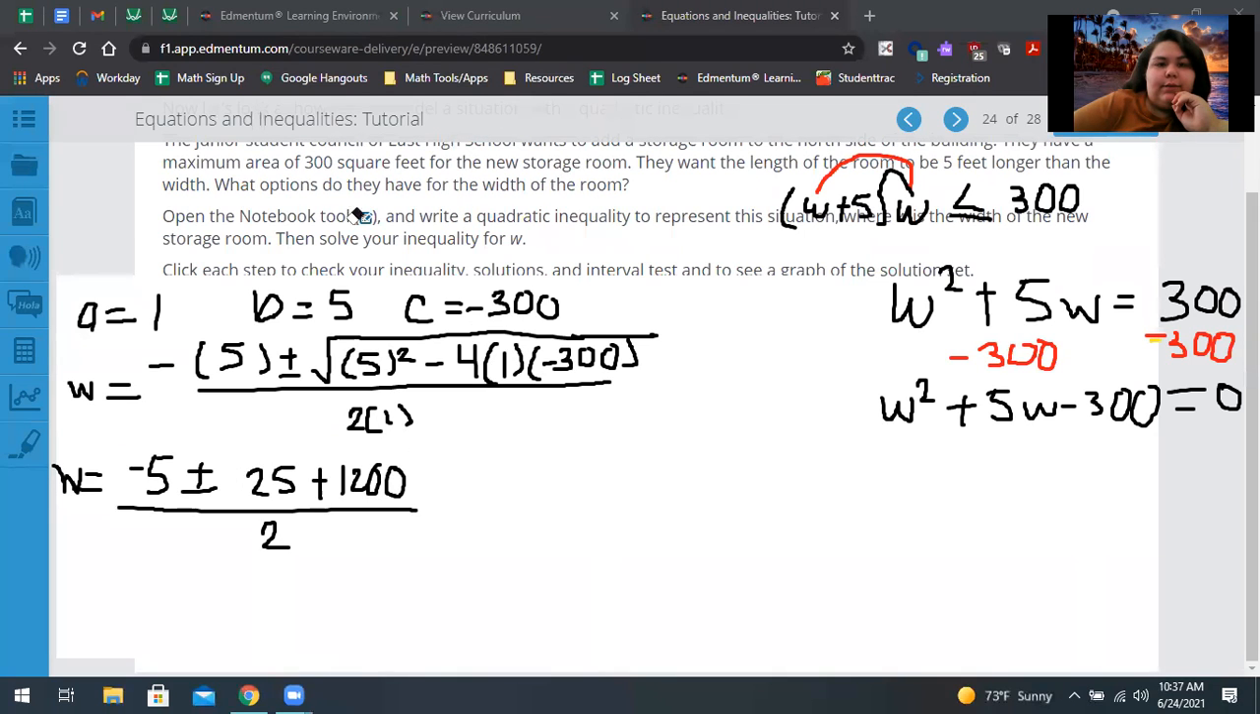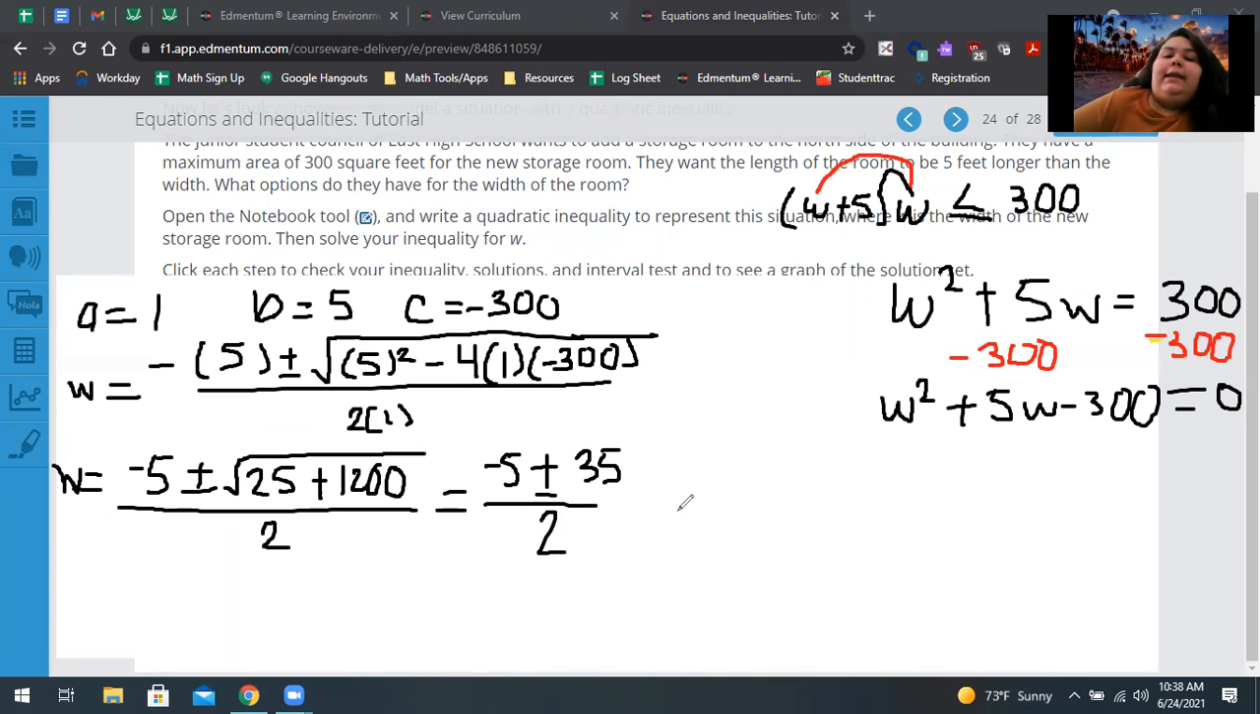So let me shorten this up so I can move it towards the right-hand side. I'm going to add 25 plus 1,200, and I'm going to see if I can take the square root of that. It is a perfect square; you can use the calculator. When I added those two, I got 1,225. After taking the square root, I just got 35.